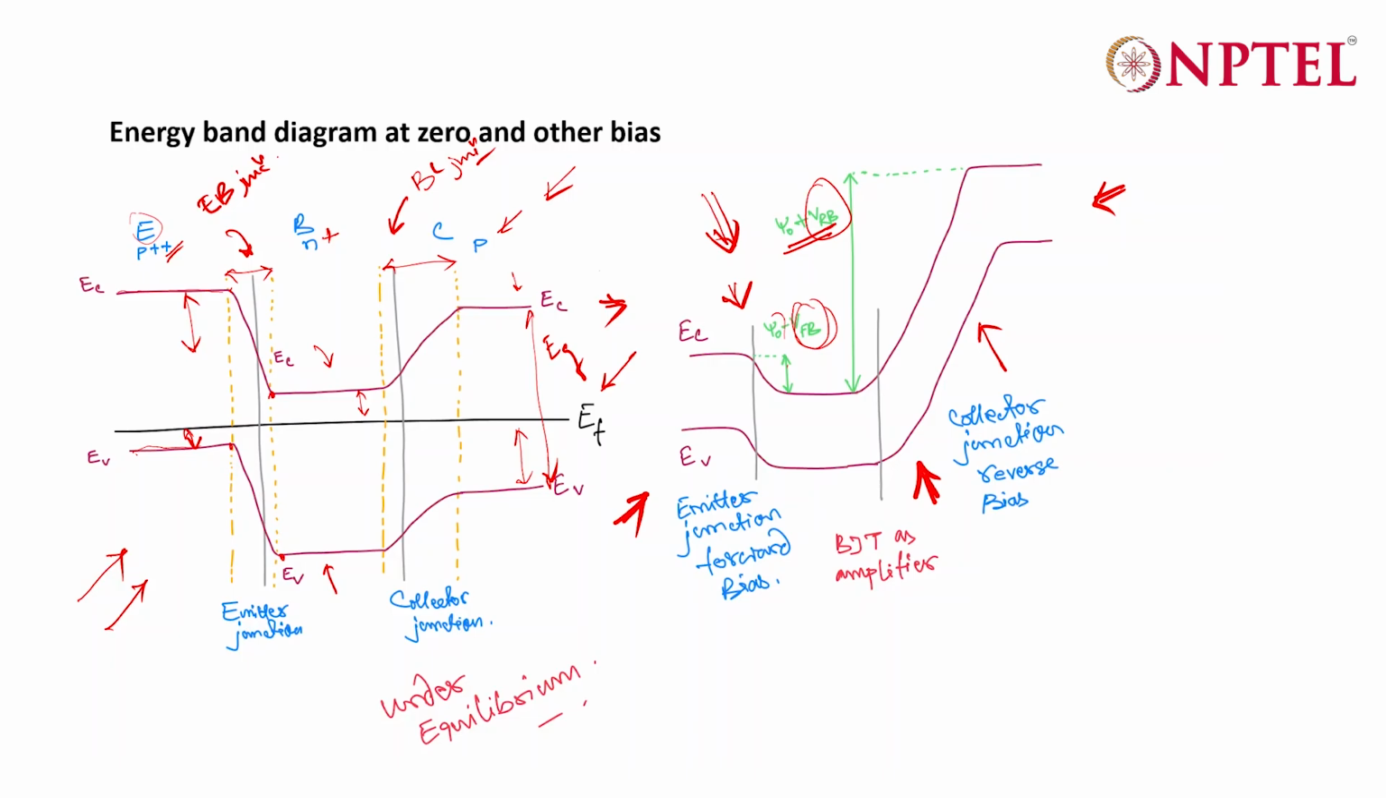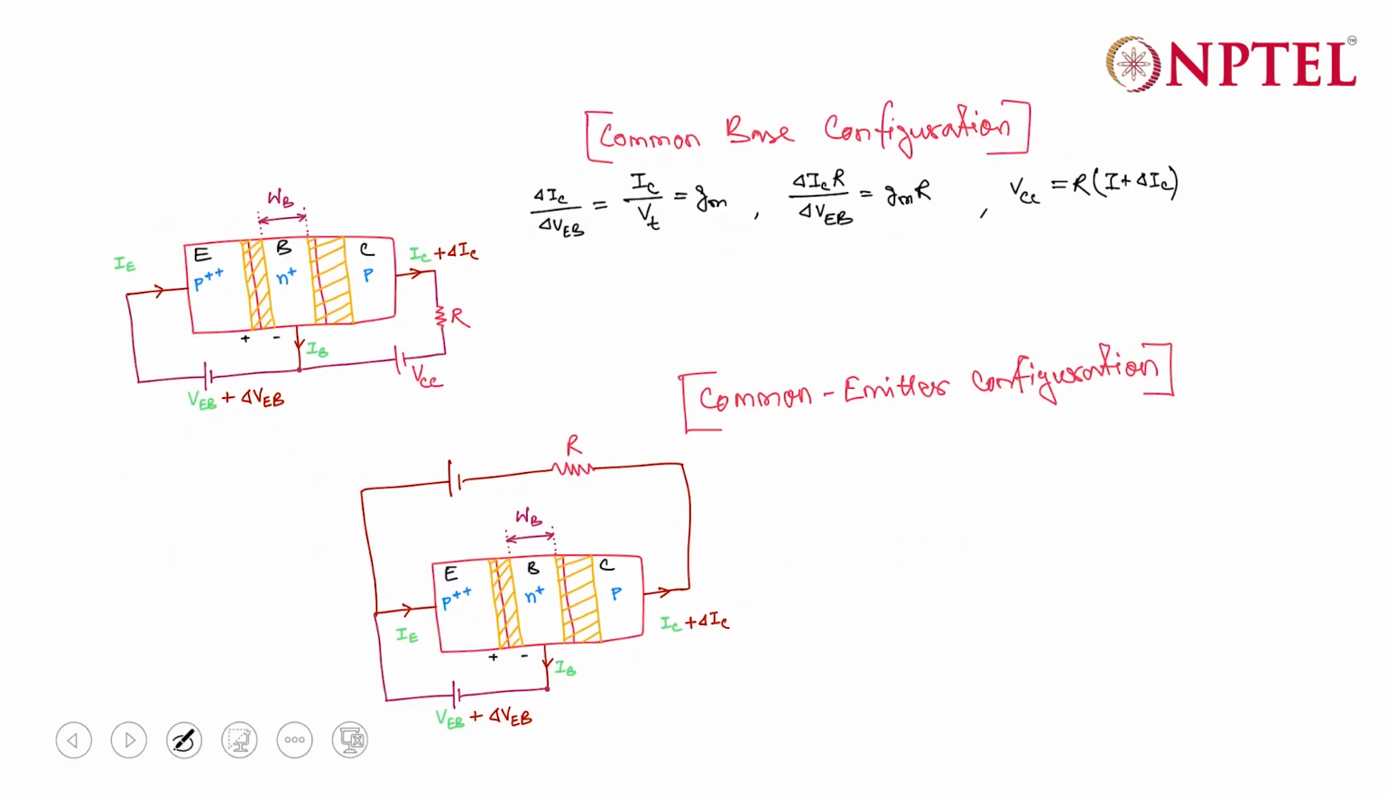Now from the analysis of band diagram, you also can very easily draw when both the junctions are in reverse bias or both the junctions are in forward bias. So although this is the situation where most of the BJTs are operating. Okay. So these are the band diagram of BJT.